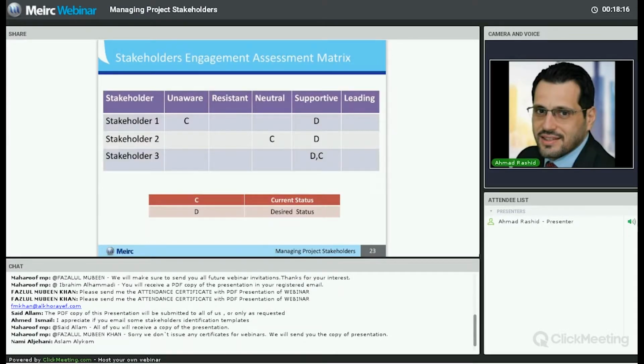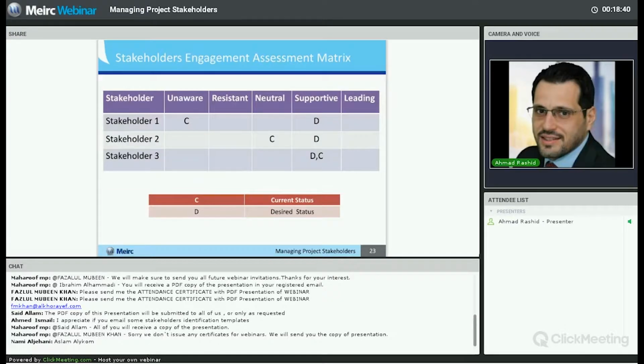So having said that, I want to move now to another tool that can be helpful in managing your stakeholders, which is the stakeholder engagement assessment matrix. Here you list your stakeholders. Let's assume that you have 3 stakeholders, and you need to list them and map them against the engagement levels. Usually we have 5 engagement levels: unaware, resistant, neutral, supportive, and leading. So what do these levels mean?